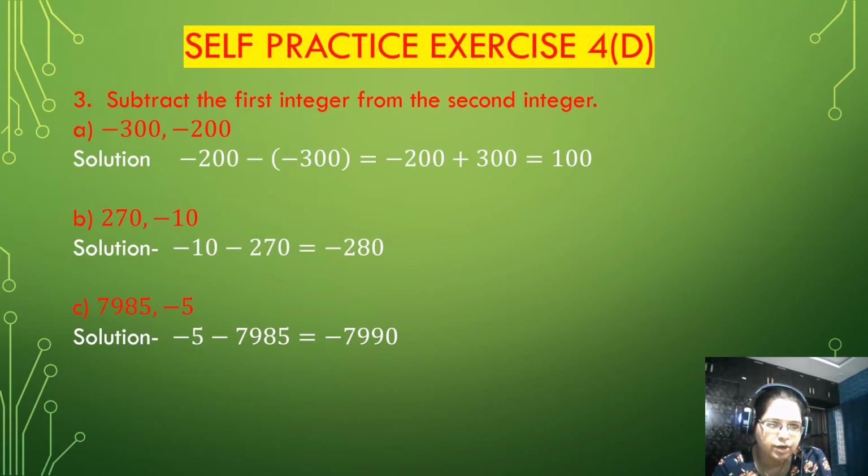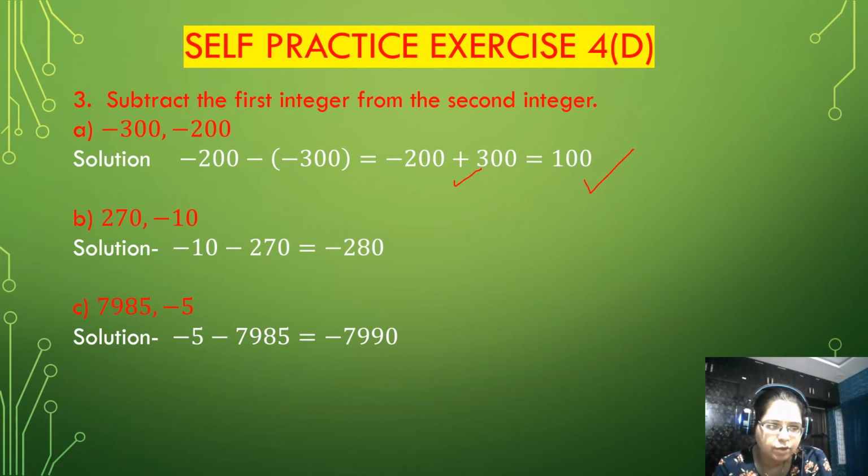So minus 200 minus of minus 300, minus 300 is negative integer, so minus 200 minus of minus 300 and minus of minus is plus, so minus 200 minus of minus 300 equal to minus 200 plus 300 and subtract 200 from 300, we get 100 and bigger number is 300 which is positive sign, so our result will be positive integer. So minus 200 plus 300 equal to 100.